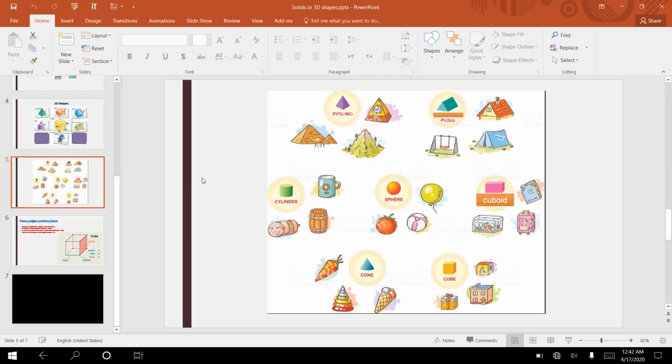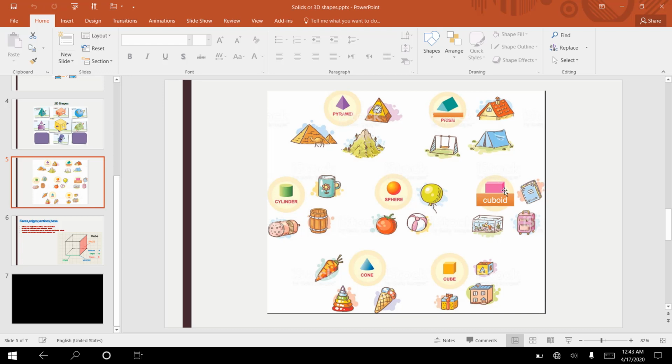Let's take some examples from our life. Pyramid, like the Egypt pyramids, like this shape, and this shape also is a pyramid. What about prism? All of these shapes look like a prism. What about cylinder? This can is like a cylinder, and this also. This one, sphere. This tomato is like a sphere, and the ball and palm are like a sphere.